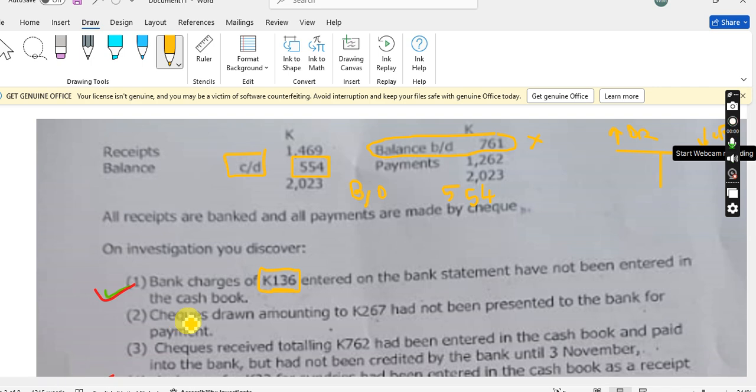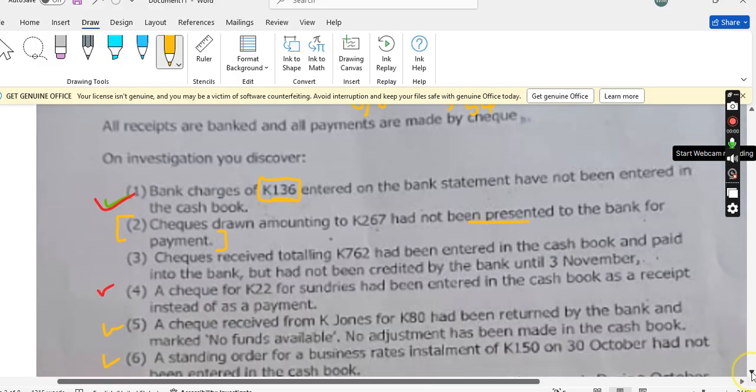Okay. Number 2, I was talking about these unpresented checks. We have recorded this, but the bank is not aware of this. So this is going to go in the bank statement. Since they are not being presented to the bank, the bank is not aware of this transaction. So this one is going to go to the bank statement. It's already been recorded in our cash book. So please, it's not every transaction that's going to go in the cash book.